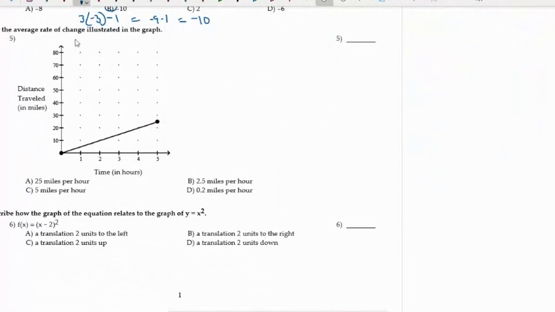Right here it says find the average rate of change. So you want to do your rise and your run. So how much does it go up? Right, so this is actually kind of going up towards the middle. How much does it run? So this is, I believe, 25 miles, and then it's over what, 5 hours. So that would really reduce to 5/1 miles per hour.